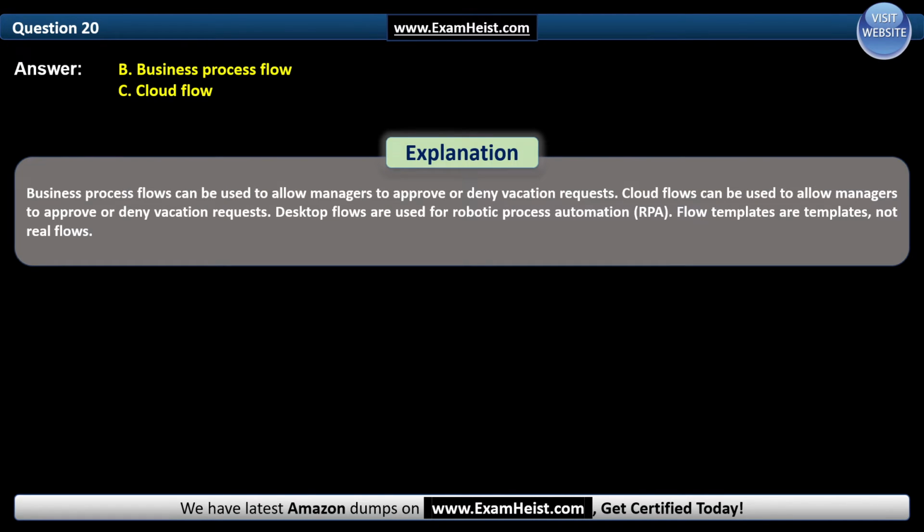Business process flows can be used to allow managers to approve or deny vacation requests. Cloud flows can be used to allow managers to approve or deny vacation requests. Desktop flows are used for robotic process automation. Flow templates are templates, not real flows.